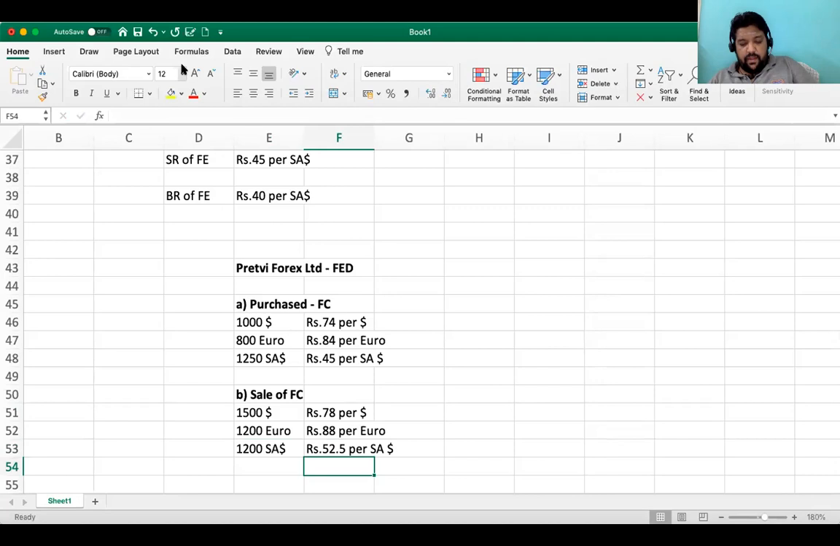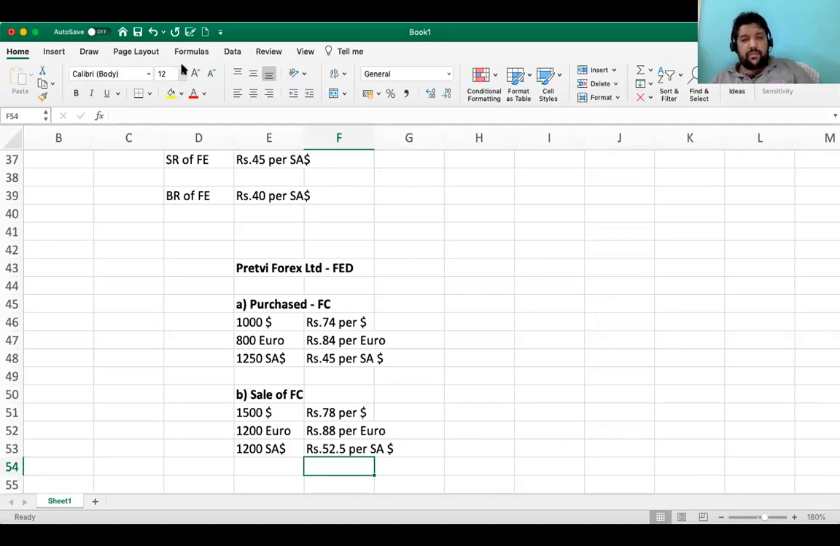Let me repeat it. The sale of foreign currency goes like this. $1,500 is sold for rupees 78, followed by €1,200 sold for rupees 88, 1,200 South African dollars is also sold for 52.5. Go below, write C.